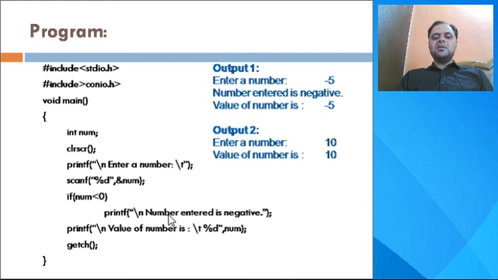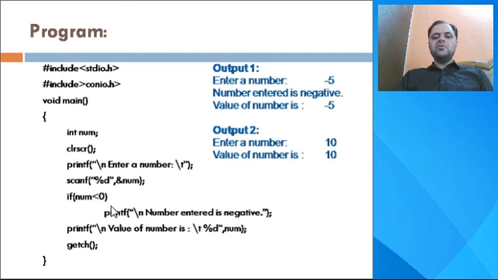It will give us the result, number entered is negative, and then it will go here and print the value of the number. Percent d value of number is whatever. For example, I have entered -5. It will first print number entered is negative, and then it will go here and print the value of number. Here I have taken two outputs. In the first output I have entered -5. So -5, this condition is true, so the control goes here.